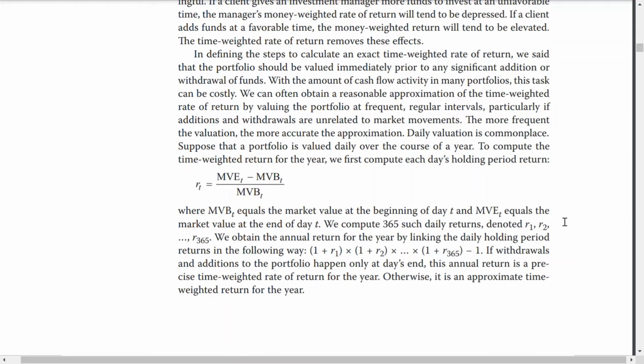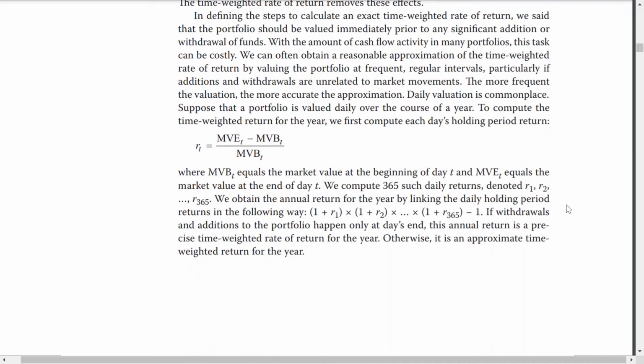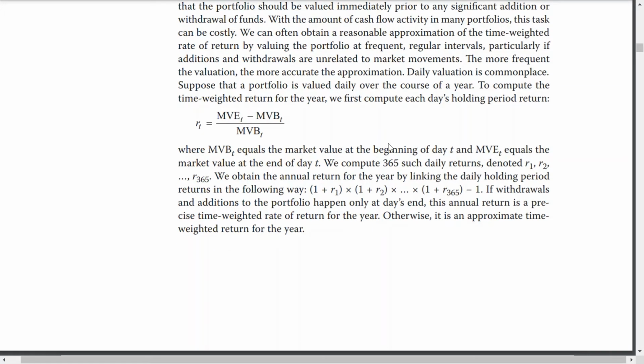To compute the time-weighted rate of return, we first compute each day's holding period return, which is this, where MVBT equals the market value at the beginning of day T, and MVET equals the market value at the end of day T. We compute 365 such daily returns denoted as R1, R2, up to R365. We obtain the annual return for the year by linking the daily holding period returns in the following way.